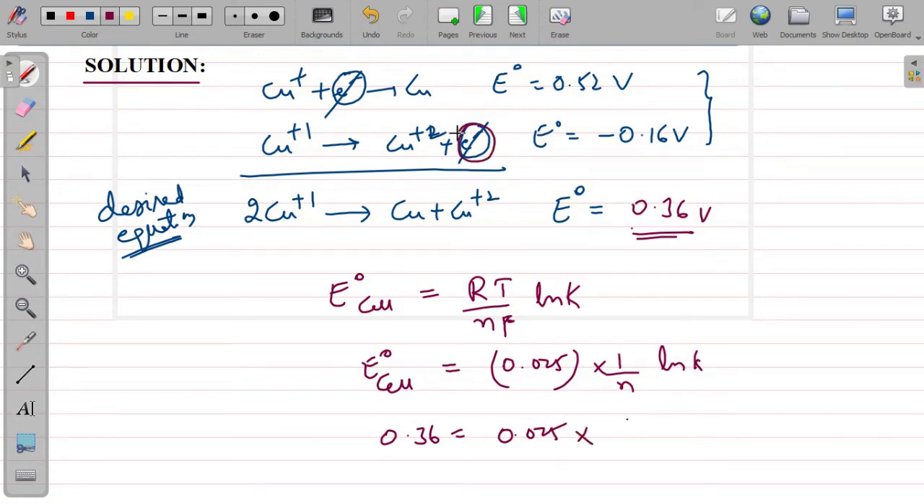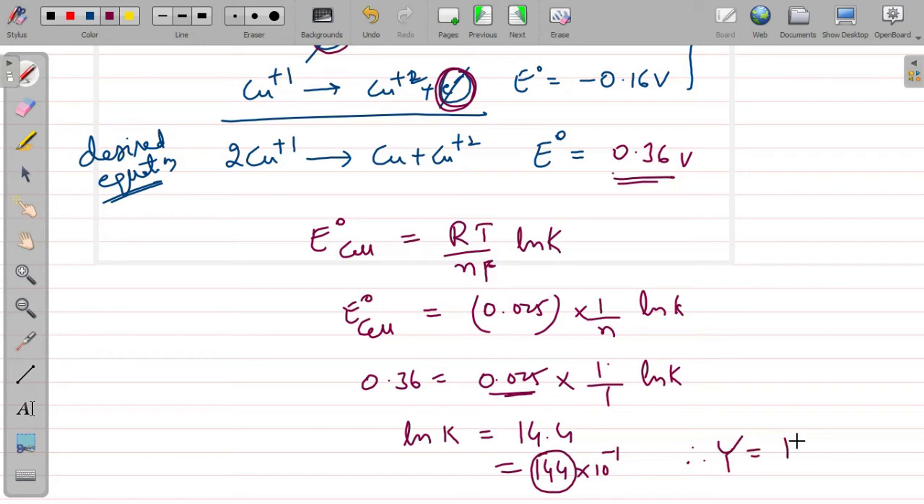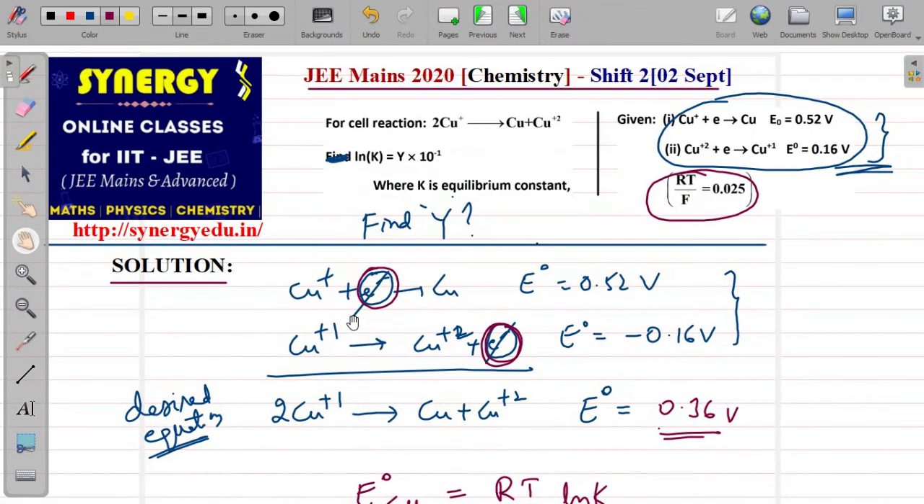How many electrons are involved? The electrons which get cancelled out when you add the equations are the number of electrons, which is 1. Now if you simplify this equation and take 0.025 to the other side, you will get ln k as 14.4, which can be written as 144 into 10 power minus 1. So this is our y. Therefore, the y value is 144. This is the answer. Actually, that is what they asked: what is y? Which is 144.